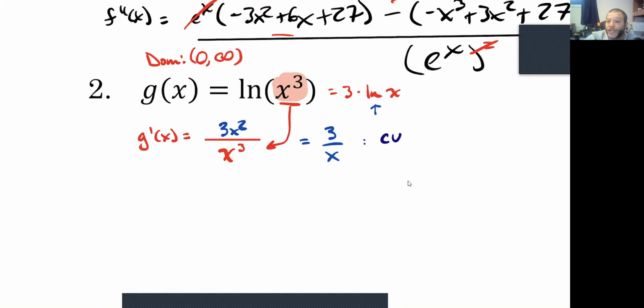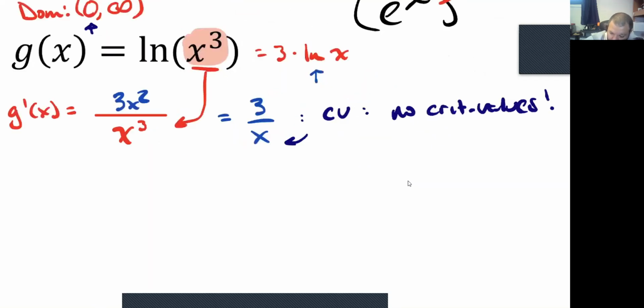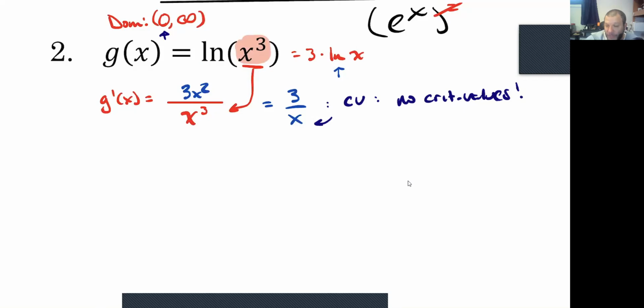So here's why understanding the domain helps, because it looks like we would have a critical value, not in the top, right? Because 3 can never equal 0, but it looks like we'd have a critical value when x is equal to 0. However, 0 is not in our domain, right? We can get close to 0, just can't actually equal 0. So that means there's no critical values. This means it's not going to have a max or min, by the way.